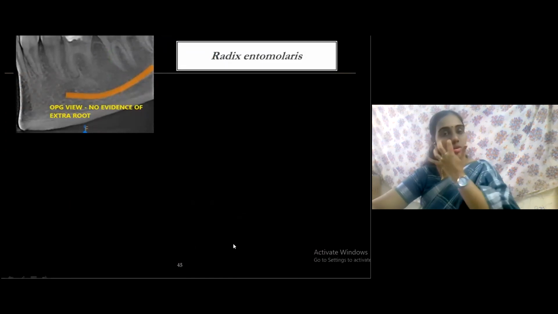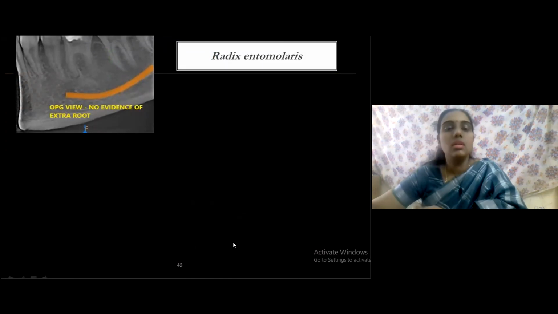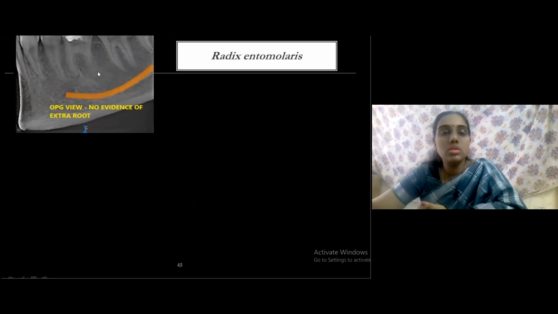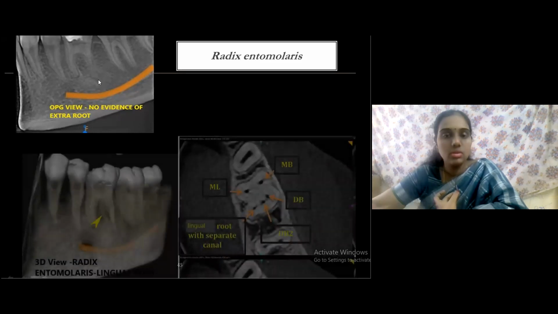So radix centromolaris is nothing but an extra lingual root, which is very commonly seen. All endodontists will come across such cases, which is present in the lower molar. This is a cropped OPG section where we are not able to make out any extra root. I think I'm able to make out only 2 roots.